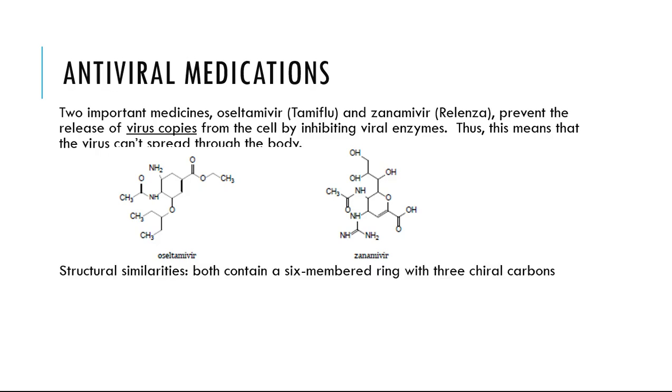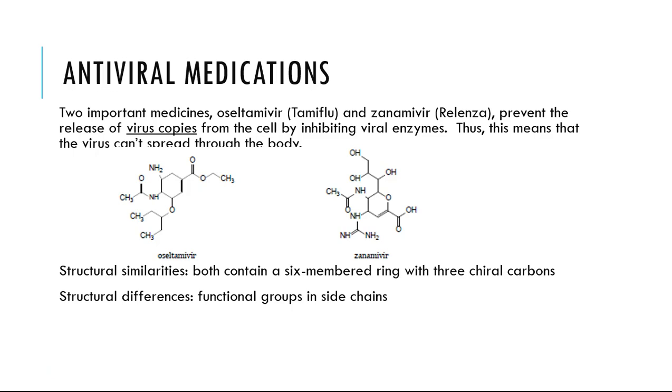Now, when we look at their structural similarities, both of these contain a 6-membered ring that has 3 chiral carbons, and I'll identify those for you in class. It's a little hard to do via video lesson, but you could also presumably identify them yourself. Now, when we talk about structural differences, there's many different functional groups in the side chains.